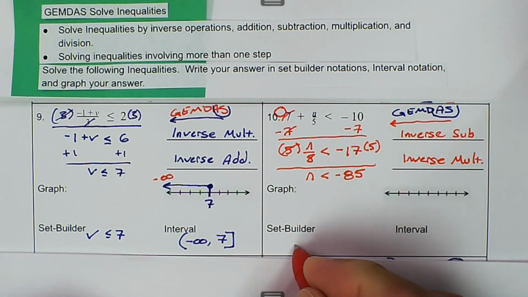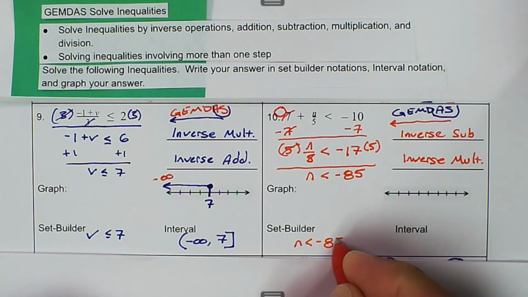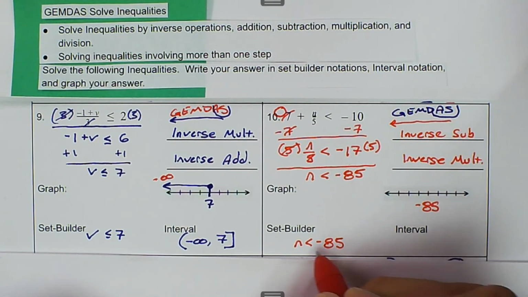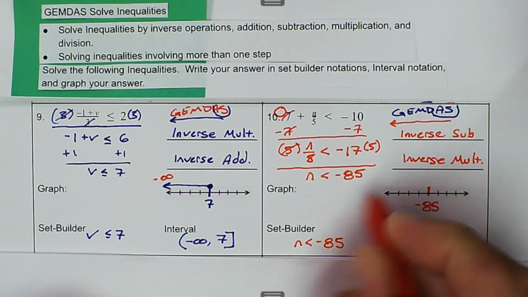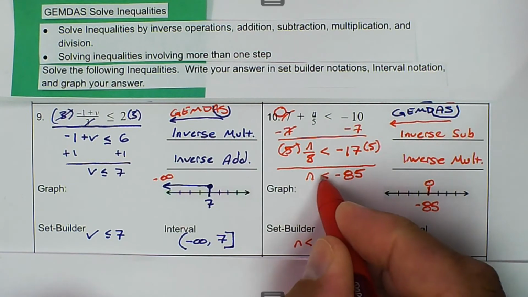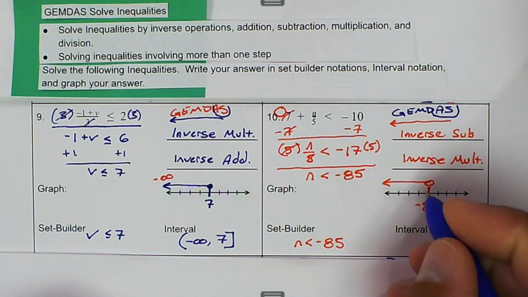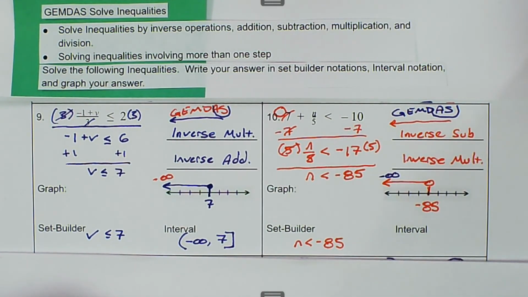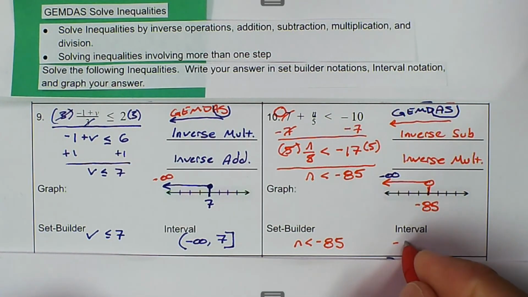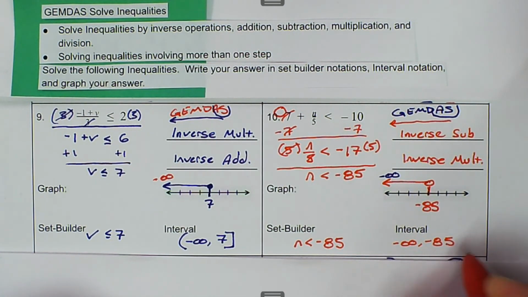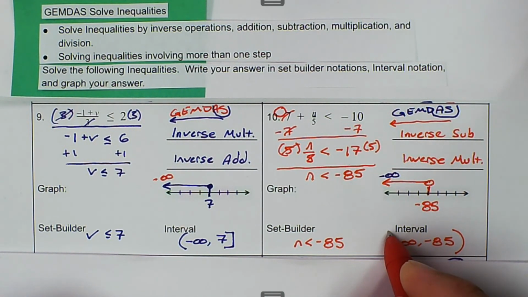The n is on the left side already, so I can write that down as n is less than -85. -85 is the point I care about, and that is going to be an open circle because it doesn't have an equal sign, so I'll put an open circle, and I'll shade to the left. And then that arrow means that I'm going to negative infinity. So for my interval, the lowest value is negative infinity, and the highest one is -85. -85 is not included, so use a parenthesis, and infinity is not included, so use a parenthesis as well.